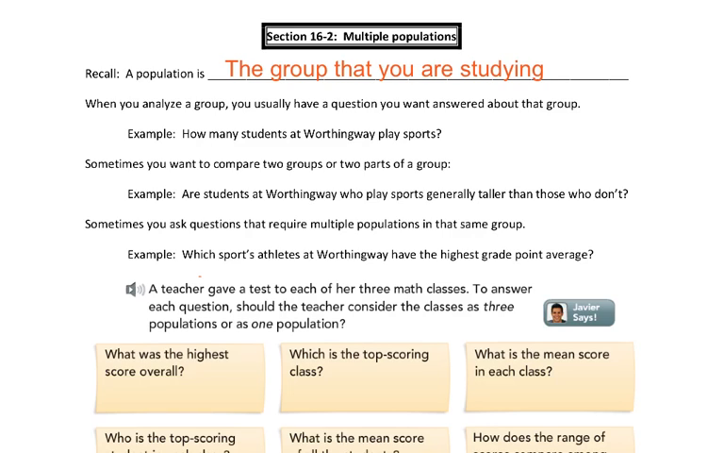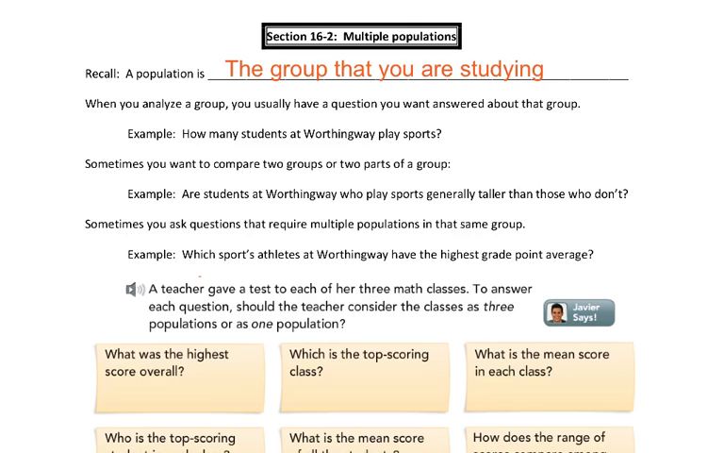Sometimes you want to compare two groups or two parts of a group. An example question would be, are students at Worthingway who play sports generally taller than those who don't? So the two populations would be those Worthingway students who play sports and the Worthingway students who don't play sports. And sometimes you're asked a question that requires multiple populations in that same group. So an example question would be, which sports athletes at Worthingway have the highest grade point average? So the populations would be each individual team or sport at Worthingway.